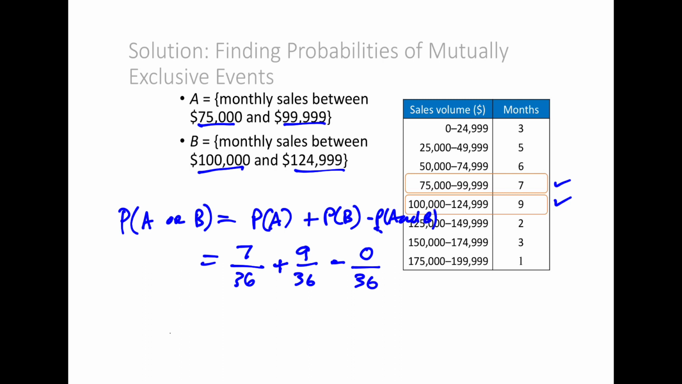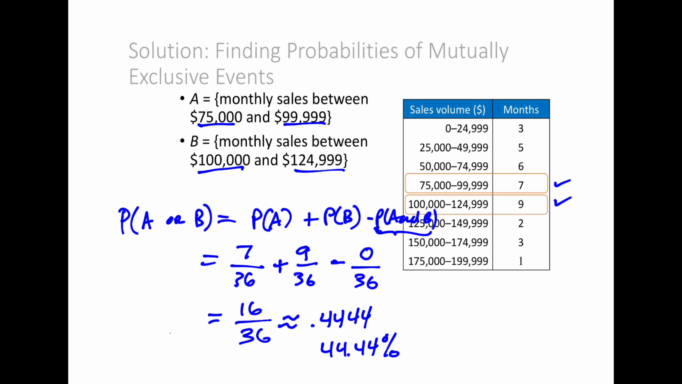But at least you can see we considered that, right? We didn't just assume that there wasn't an overlap mistakenly. And that gives me 16 out of 36, which in decimal notation would be approximately 0.4444, or 44.44% probability based on previous sales.